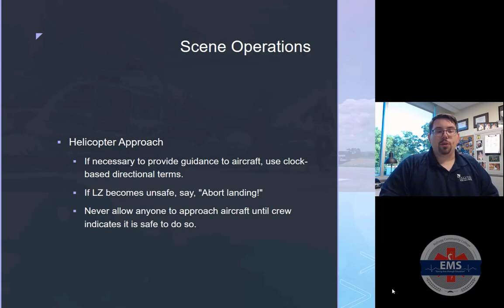Never, ever allow anyone to approach the aircraft until the crew indicates that it's safe to do so. Them exiting the aircraft does not indicate that it's safe, right? It just indicates they're exiting. They will tell you when you can come up or not. Typically, you should wait completely until the rotary wings have stopped, and then at that point, the crew will signal to you to come up. Just don't randomly approach the aircraft.